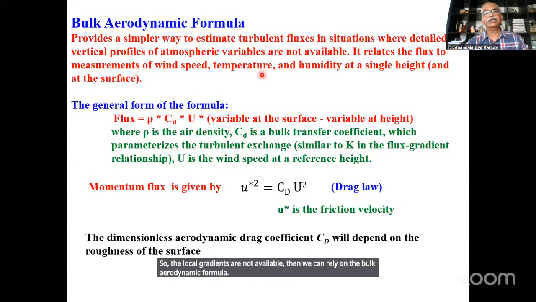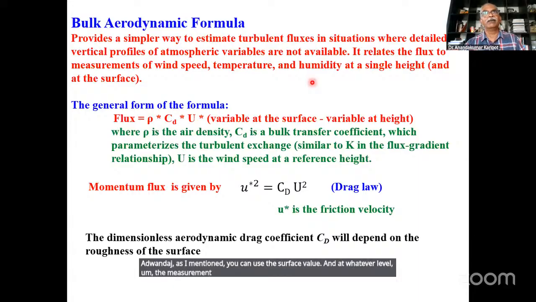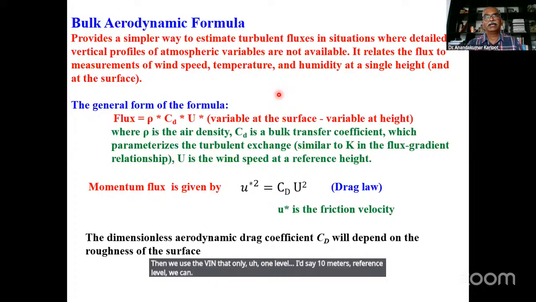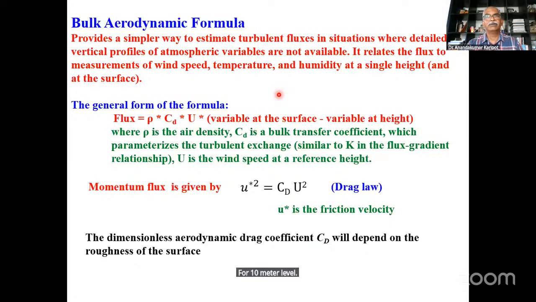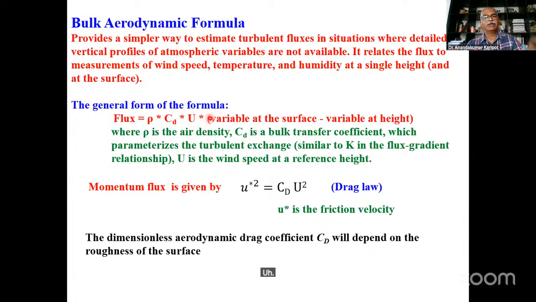Advantage, as I mentioned, we can use the surface value, and at whatever level the measurement is available above the surface. At the surface, wind we can take as 0. Then we use the wind at only one level, at say 10 meter, the reference level. If at the 10 meter level the value is available, either the calculated value in the numerical model or observation, then we can use that U. So that's why we don't see that gradient in the wind here.